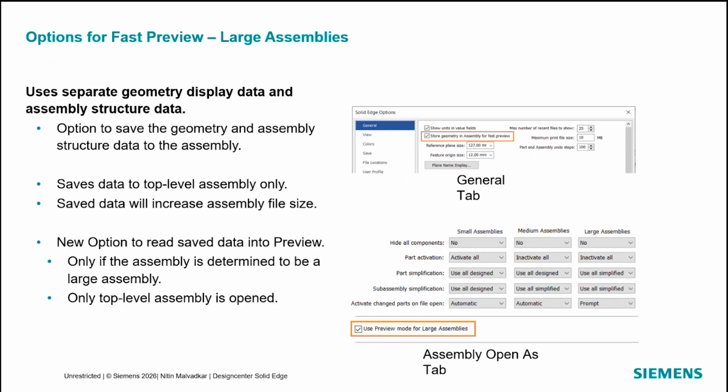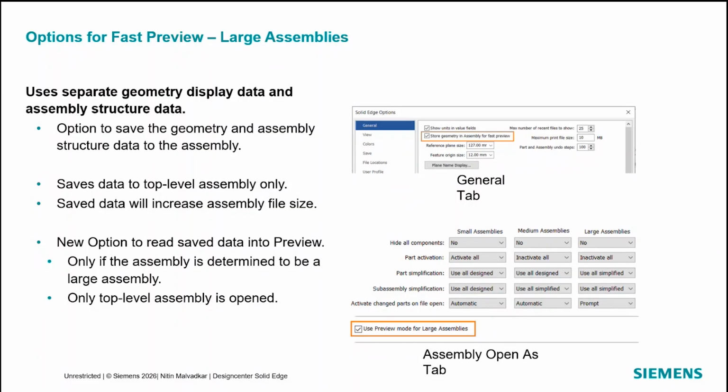Now, assembly preview uses separate geometry display and assembly structure data. This data can be saved inside the top level assembly. Now, the whole question is, what exactly is assembly structure data and the geometry data?